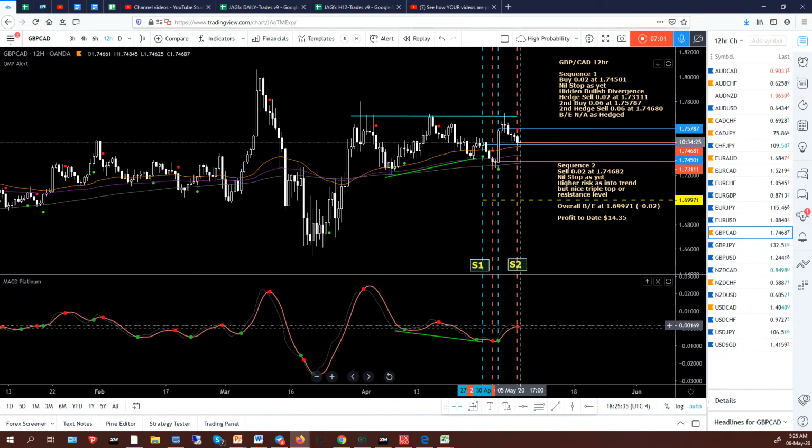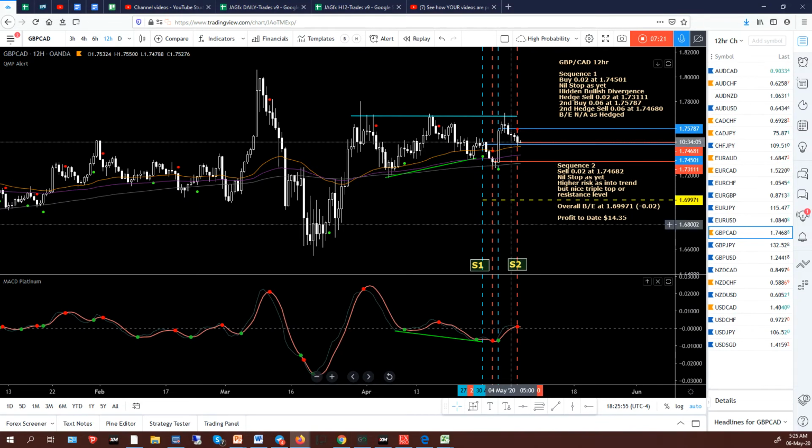MACD Platinum's just above the 0 level, but I'm trying to give myself a bit more grunt to the downside. I like this big resistance level up here. Again, you could call it a triple top. Resistance level looks good to me. So it is a high risk trade, this one. Overall break even for all trades is down here.